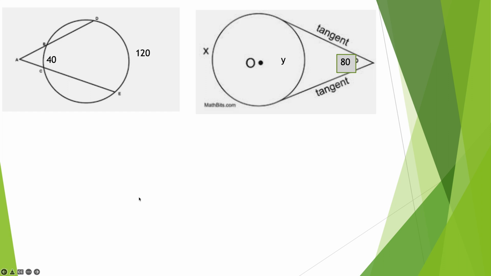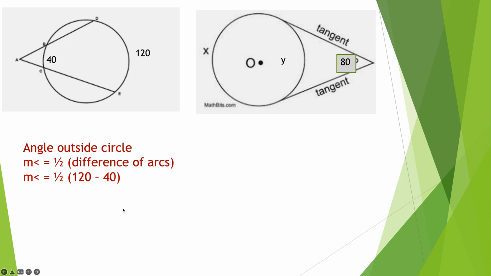All right, so the first one I think is easy. The second one I think is the most challenging type of problem we've done yet. If the angle is outside the circle, the measure of the angle is half the difference of the arcs. In this case, the measure of the angle is half of 120 minus 40. So that's half of 80, which is 40. Okay, so the measure of angle A on the outside is going to also be 40 degrees. It's just coincidence that it matches this inside arc. The only reason it works out to 40 is because the difference of the two arcs is 80.